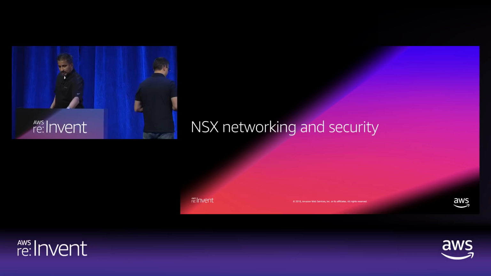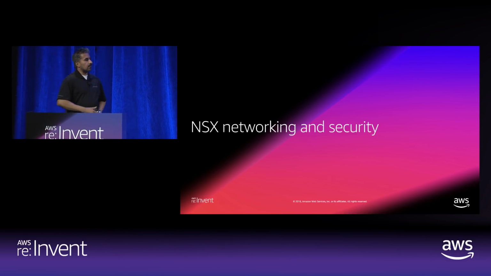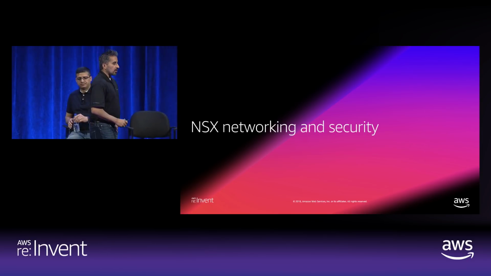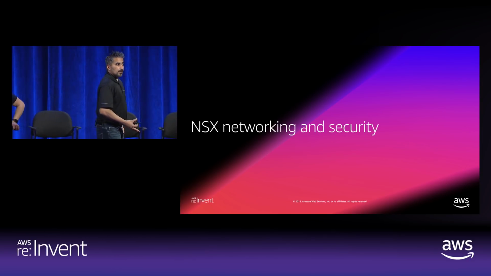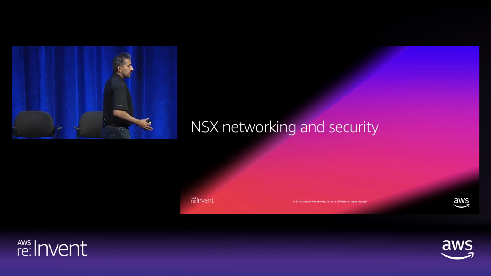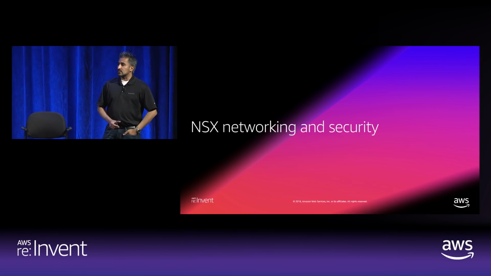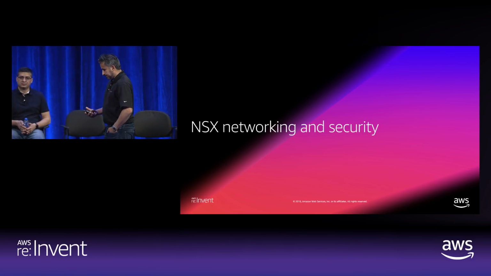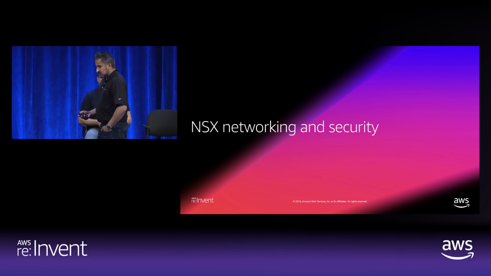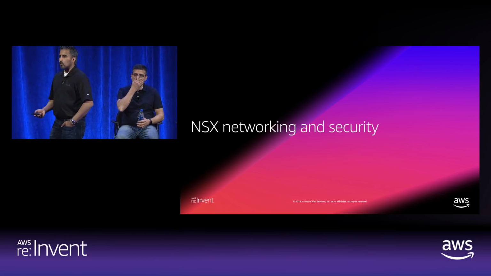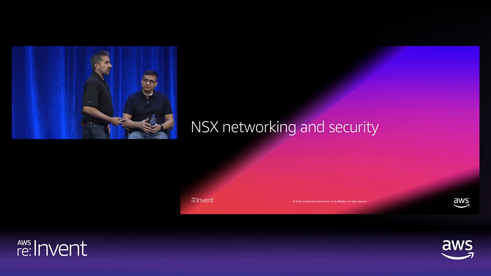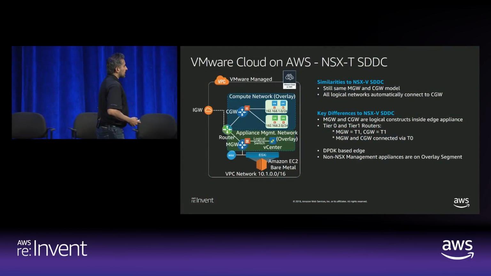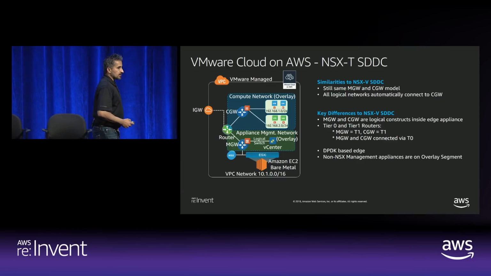So what I want to do in this section is cover all of the networking and security provided by NSX in VMware Cloud on AWS. Now, many of you may already know, when we launched this service, VMware Cloud on AWS, the underlying networking and security stack was NSX-V. And what we did is we changed that underlying platform to the new NSX platform, NSX-T. And if you take a look at it, you can see there are some similarities here.